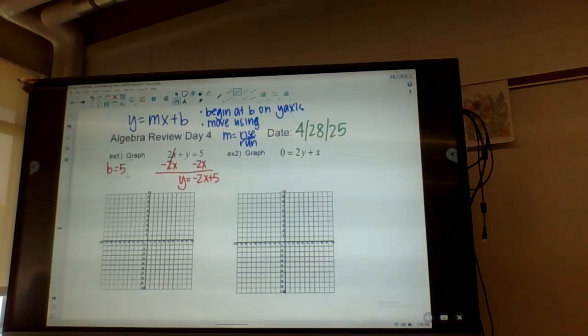So we're going to begin at 5 on the y-axis. So we're going to put a dot at 5. It should be positive 5. But then careful, our slope is going to be a negative 2, and we can put that over 1. So we're going to go down 2 and over 1.